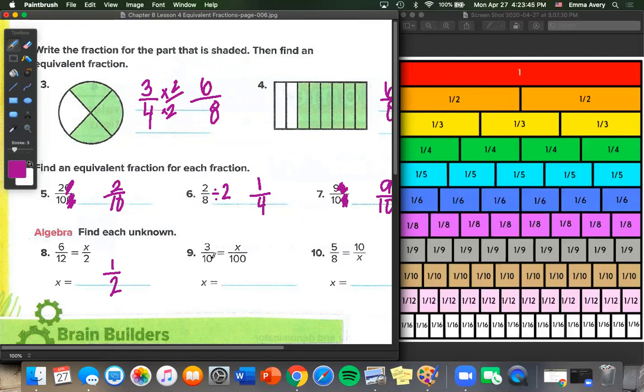So 3/10 equals what over 100? Well, we just add a 0, just use that 0 trick, x equals 30.